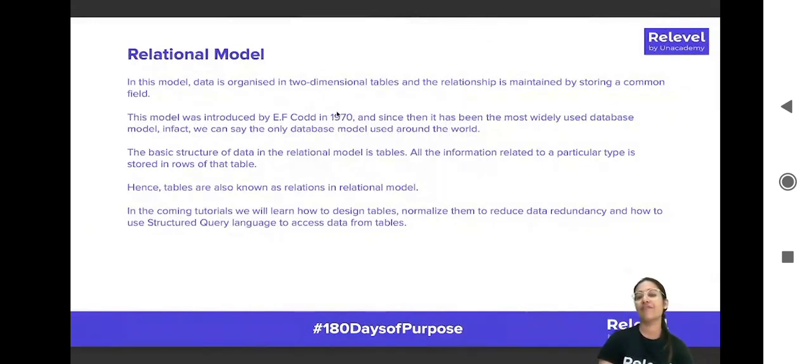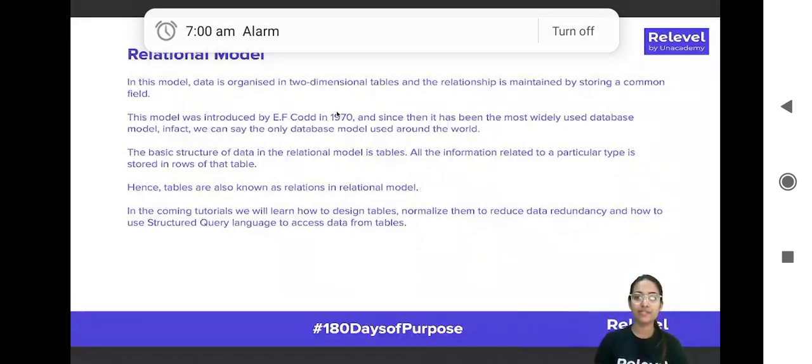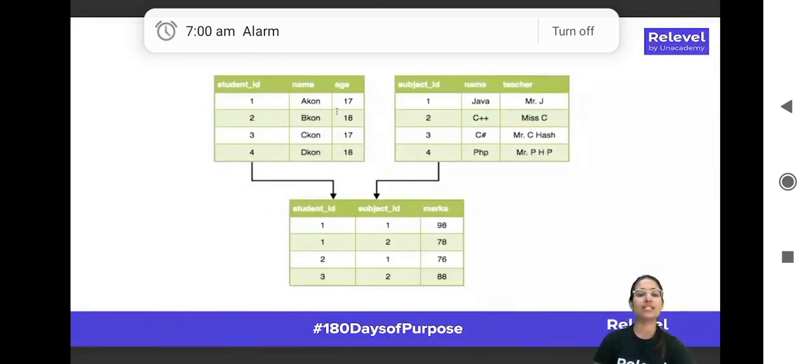Next, in the end, we have the relational model, which was introduced by E.F. Codd, and it's the one which is the most popularly used. In this, everything is in tabular format, 2-dimensional tables. And the relationship is represented by some common fields which we have in tables. And in the next few classes, we will talk about how these concepts work.